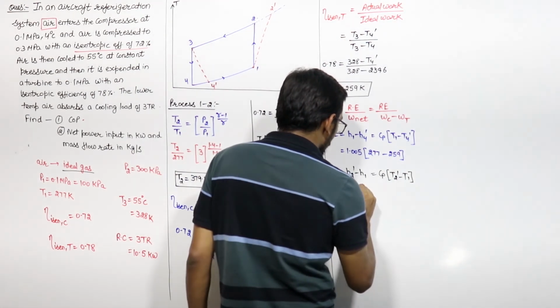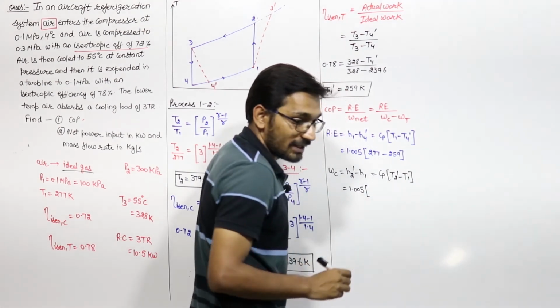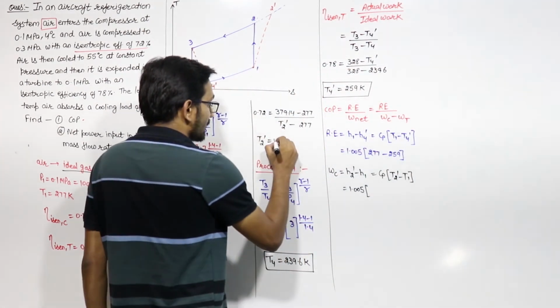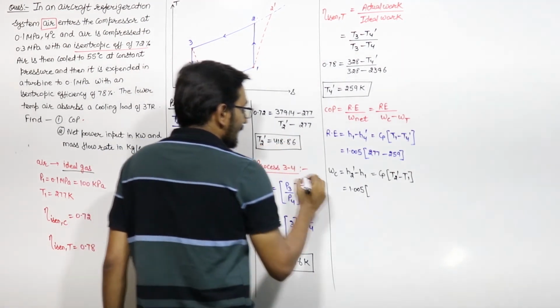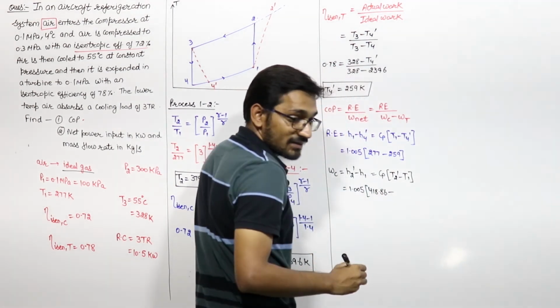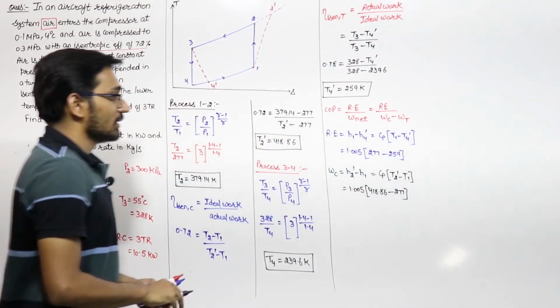So we can write that for ideal gas this will be equal to Cp into T2 dash minus T1. So this will be equal to 1.005 into T2 dash, we found it, right? T2 dash is how much? This is 418.86, minus T1, how much? 277. This is compressor work.